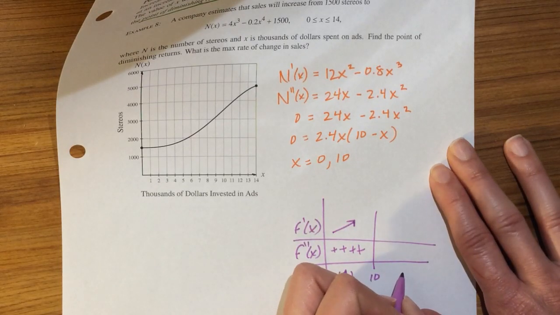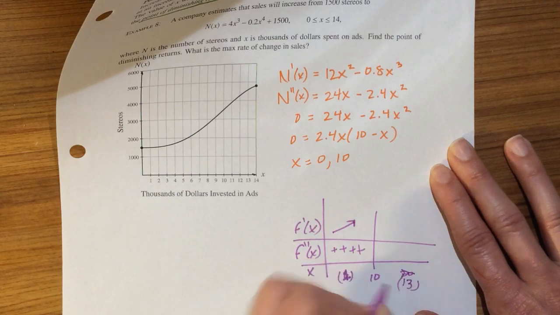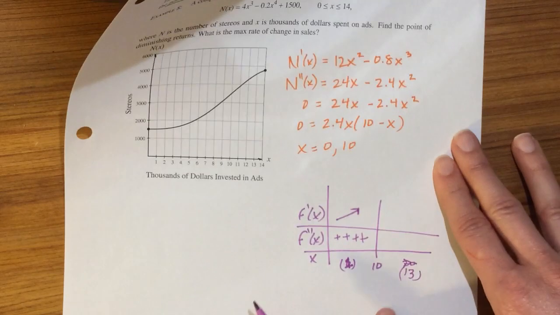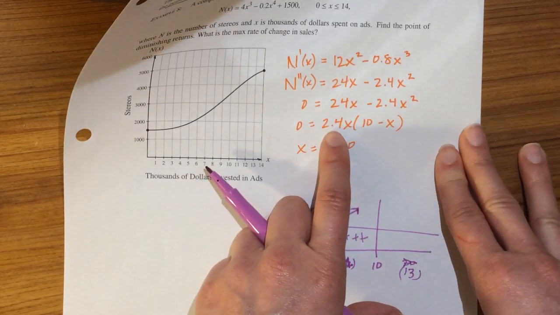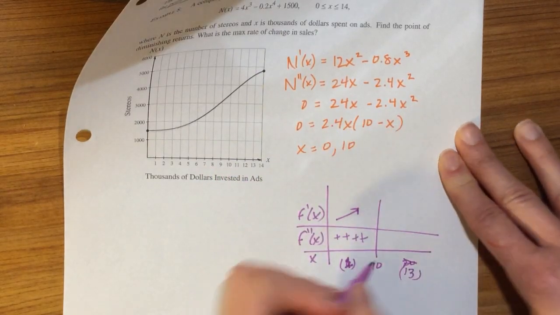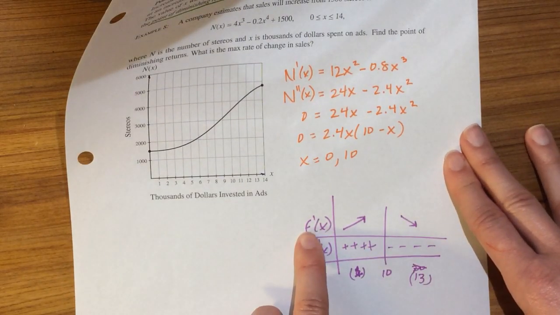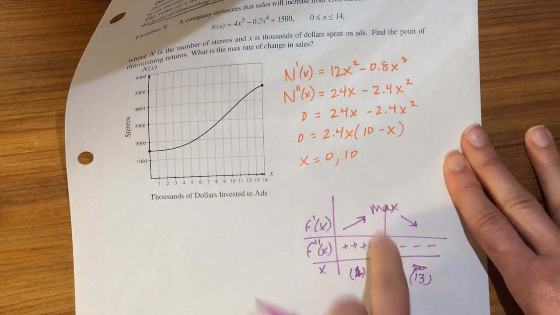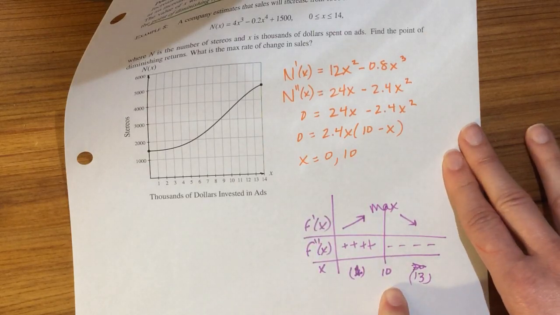Now, let's say I choose 13. I first chose 20, but I remember we don't want to spend more than 14, so I'm just going to go with 13. If I take 13, that's a positive times a negative. Positive times a negative is going to spit out a negative. So f prime is decreasing. So we do indeed have a max of the derivative at 10.